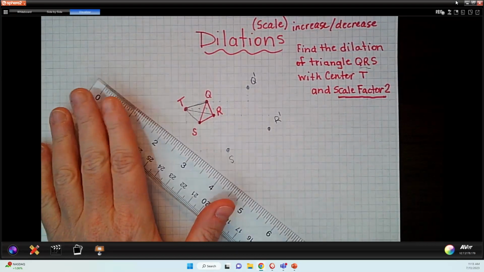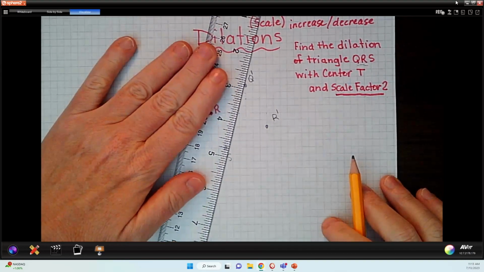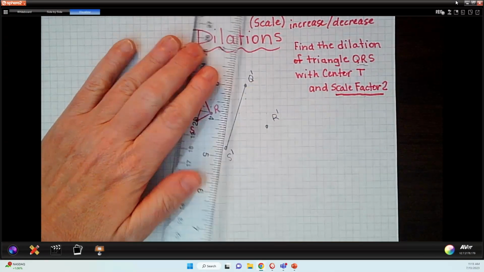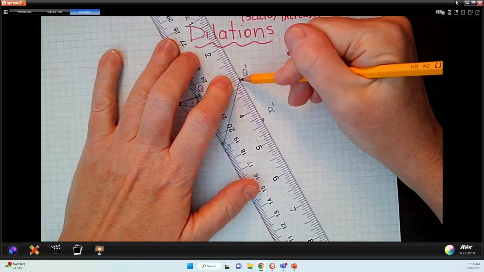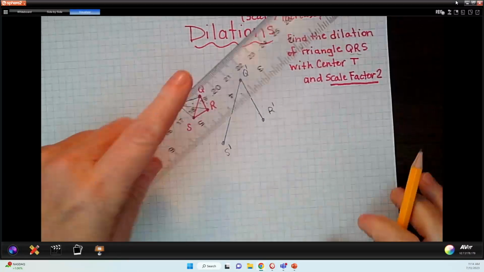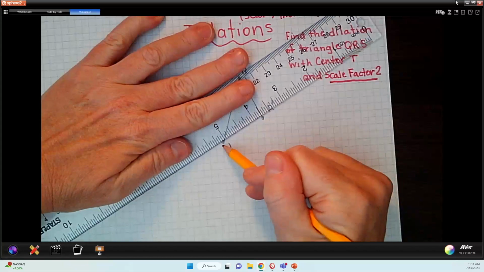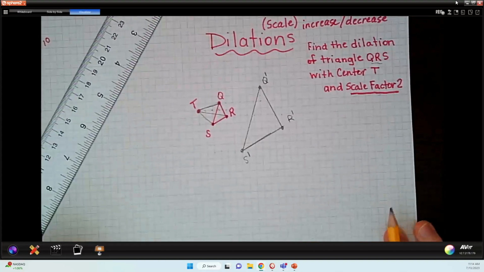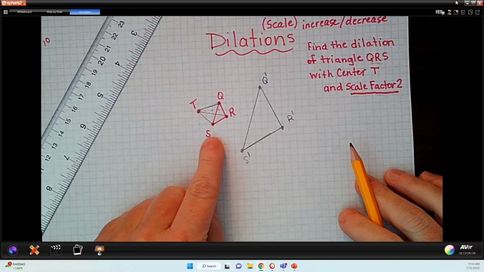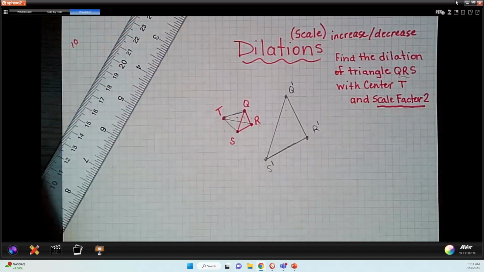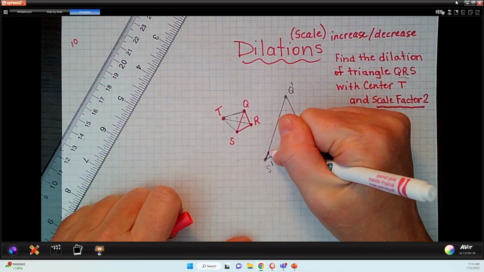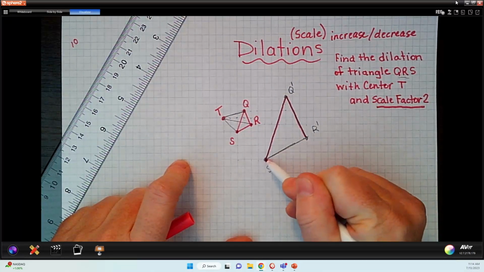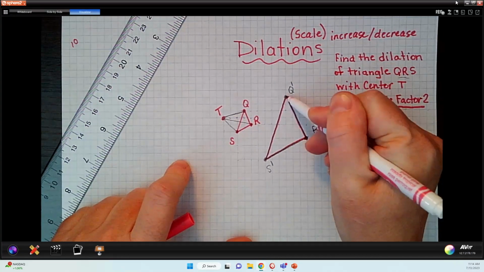This is the cool part. I can connect my shape to S copy, that this is the same shape. Make sure I get that line straight. Okay, so I've just replicated this original QRS. This is my copy QRS. I might even put it in the same color so that I can see. Color coding, markers, color pencils, these are all great tools to have with geometry.